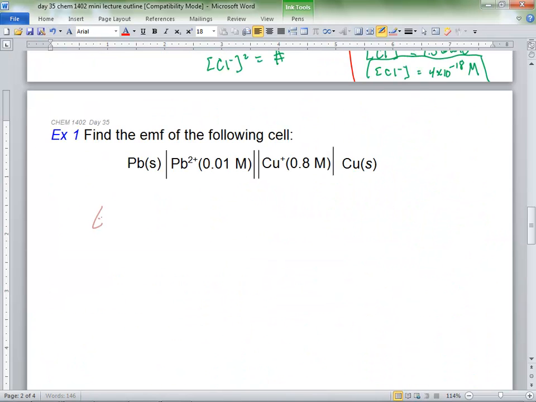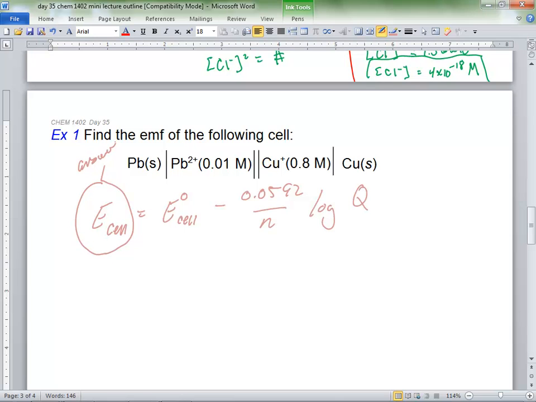So we said E cell is E0 cell minus 0.0592 all over N log of Q. Okay. So Jasmine, what should we do first? This is our answer right here. Okay, let's put the concentrations in for Q. But what's your Q? Products over reactants, but what are they going to be?